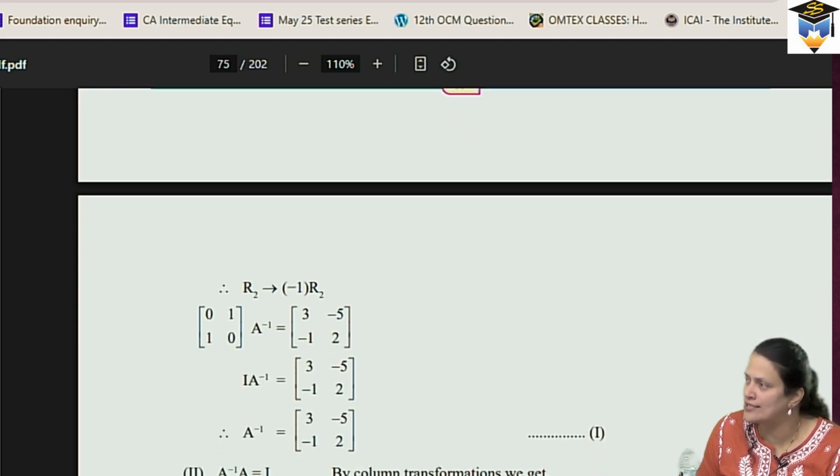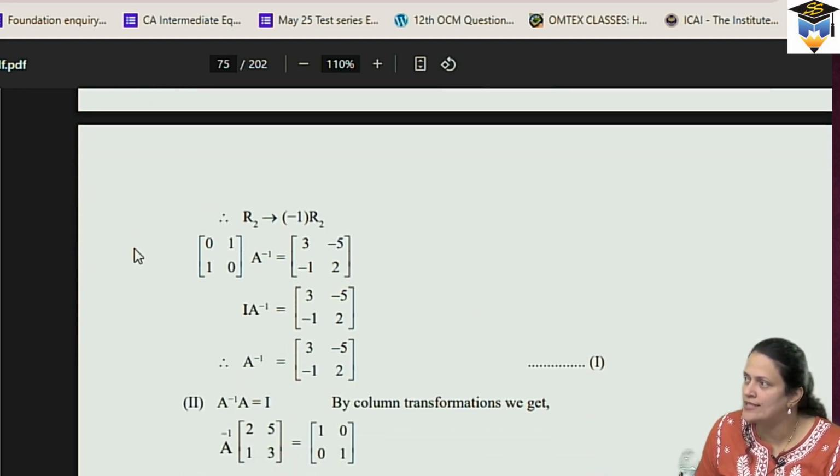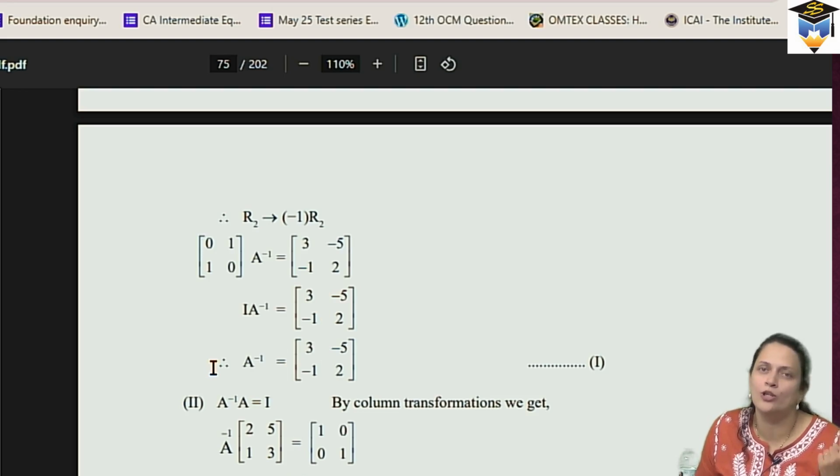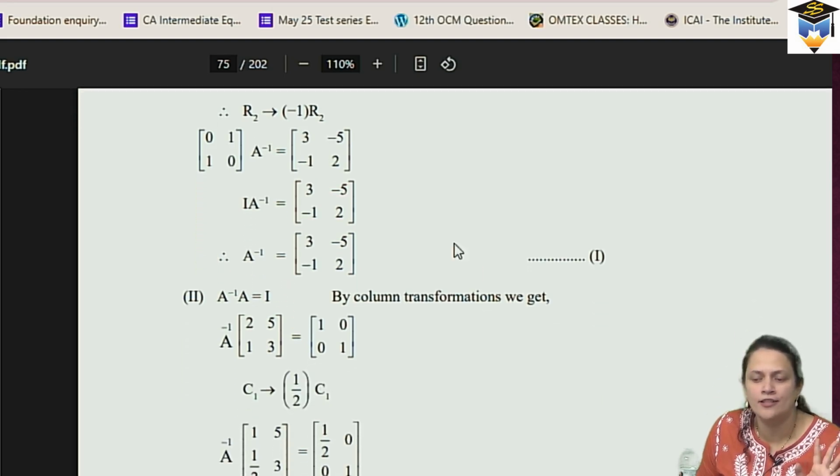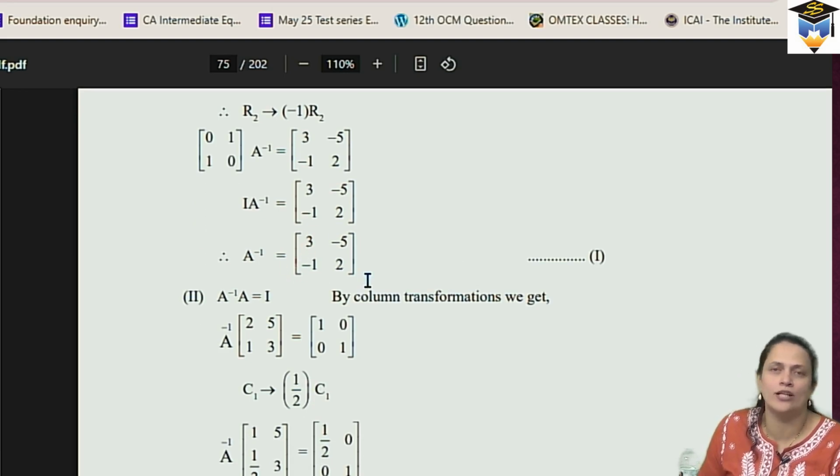Have you understood this step? Now as you can see, this is nothing but I. Here there is a mistake, okay? This should be 1, 0, 0, 1 because that's an identity matrix. This is a mistake in the textbook. So I multiplied by A inverse, we have got some value. So that means, see, I is what? Unit 1. So whenever we multiply any matrix with I, answer is going to be the matrix itself, isn't it? So we have got A inverse, which comes out to be 3 minus 5 minus 1, 2.